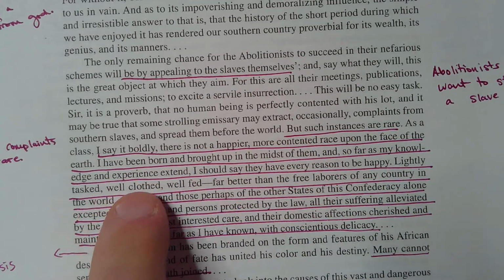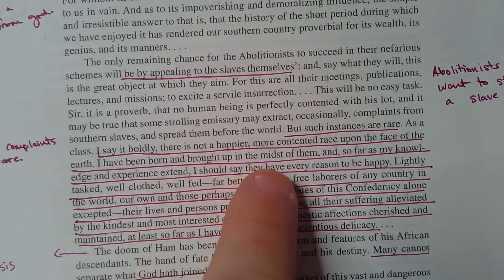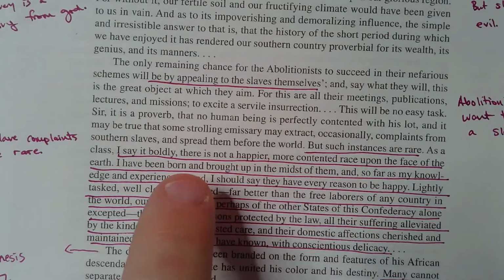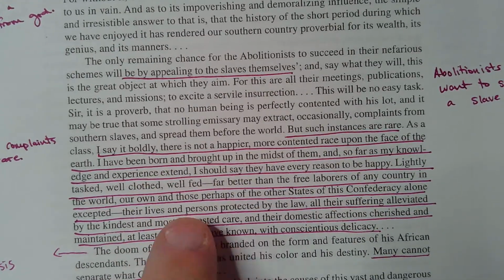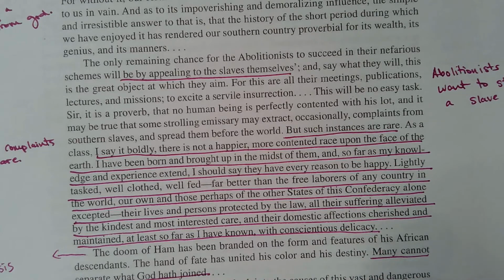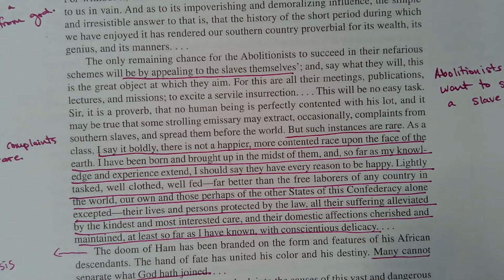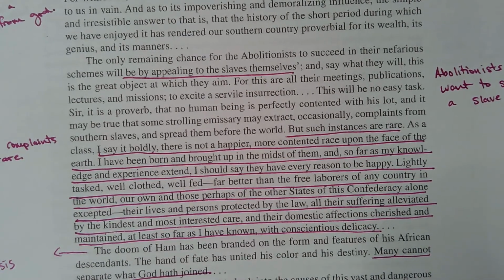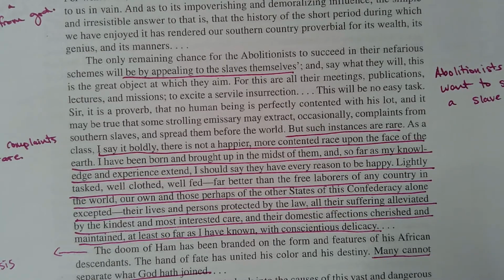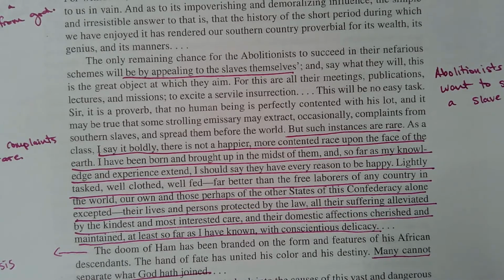Lightly tasked, well-clothed, well-fed, far better than the free laborers of any country in the world, our own, and perhaps those of the other states of this confederacy alone excepted. Their lives and persons protected by the law, all their suffering alleviated by the kindest and most interested care, and their domestic affections cherished and maintained, at least so far as is known, with conscientious delicacy.